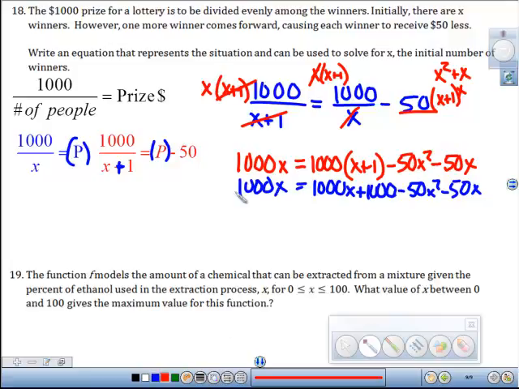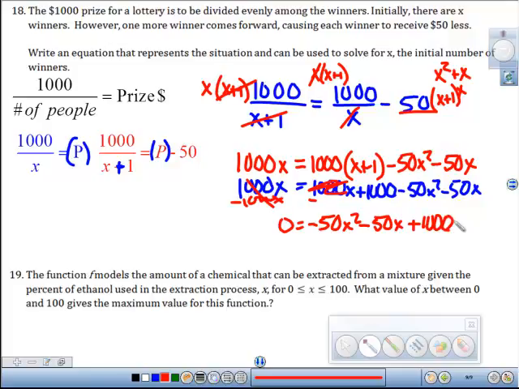Let's set it equal to 0. Subtract the 1,000x from here. So that basically just cancels that. And so we have it equal to 0. I have the leading term, which is negative 50x squared. And then I have minus 50x and then plus 1,000.